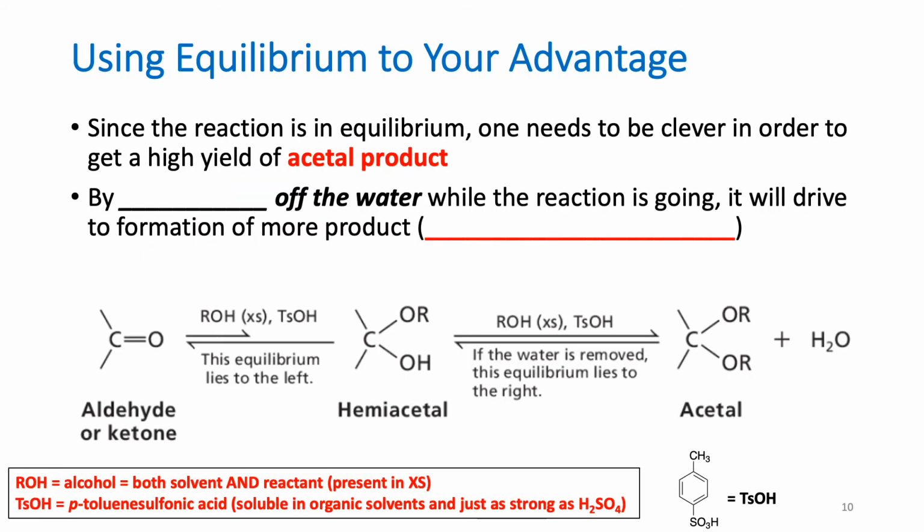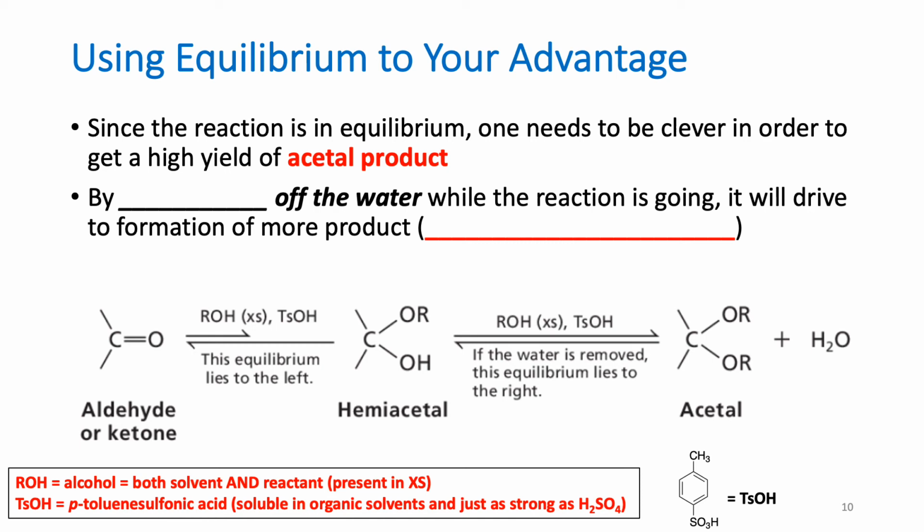So here's how you use equilibrium to your advantage. Since the reaction is in equilibrium as described in the previous slides, one needs to be clever in order to get a high yield of the acetal product. So it just doesn't magically happen. We have to use our skills and what we know about chemistry to favor the product side.